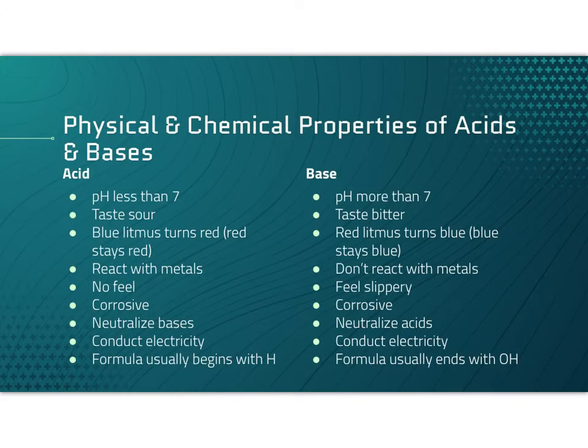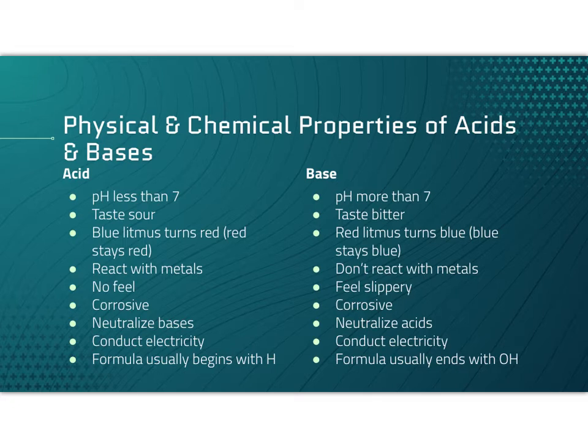Physical and chemical properties of acids and bases. So how do we say something is an acid and how do we say something is a base? Like we said, acids have a pH less than 7, whereas bases have a pH greater than 7. Acids, if you taste them, like ones that we use in cooking, and we definitely don't want to taste all of the chemicals in this world, taste sour, and bases taste bitter. So baking soda versus lemon juice.